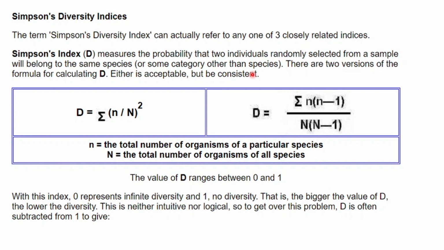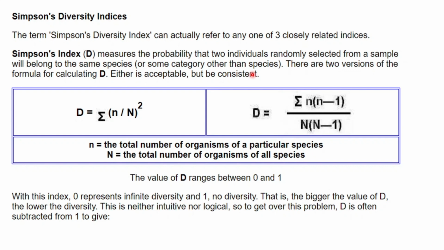You can see the formula over here. Small n is the total number of organisms of a particular species, and capital N is the total number of organisms of all species. This value of D ranges between 0 and 1, and 0 represents infinite diversity. The closer the value is to 0, the more diverse the community, very rich in diversity. As the value gets closer to 1, it is not that diverse. The bigger the value of D, the lower the diversity.